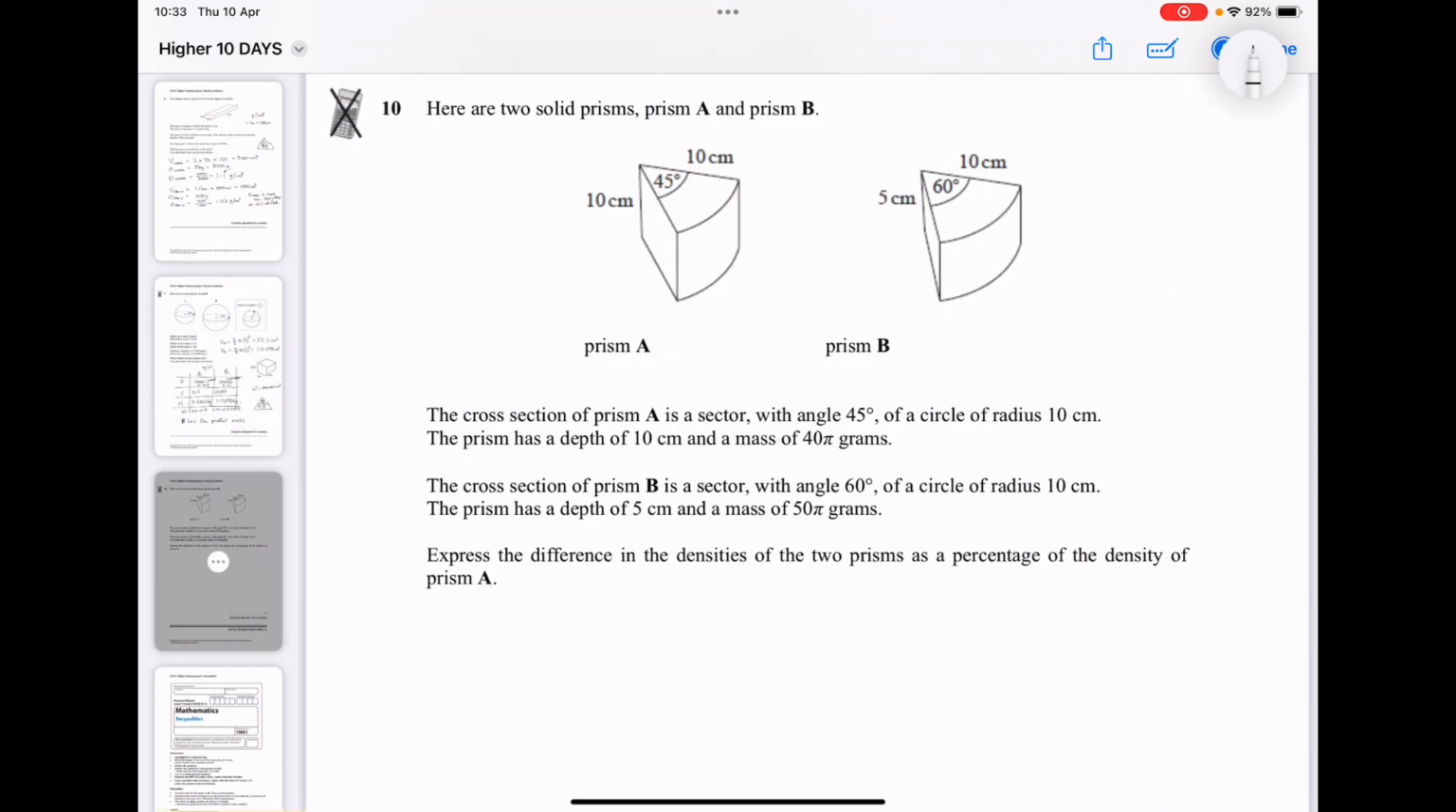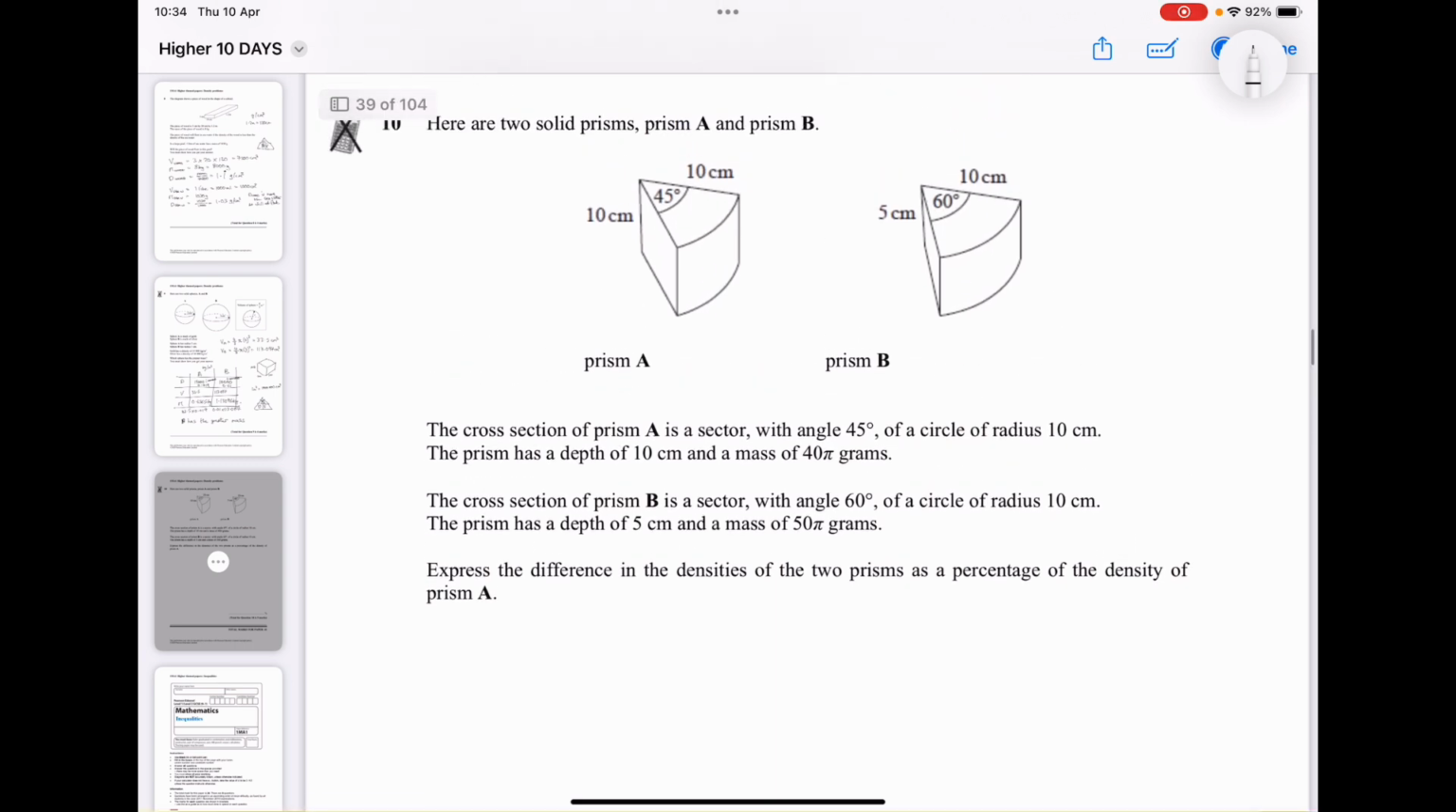Here are two solid prisms, prism A and prism B. The cross-section of prism A is a sector with angle 45 degrees of a circle of radius 10 centimetres. Prism A has a depth of 10 centimetres and a mass of 40 pi grams. The cross-section of prism B is a sector with angle 60 degrees of a circle of radius 10 centimetres. Prism B has a depth of 5 centimetres and a mass of 50 pi grams. Express the difference in the densities of the two prisms as a percentage of the density of prism A.